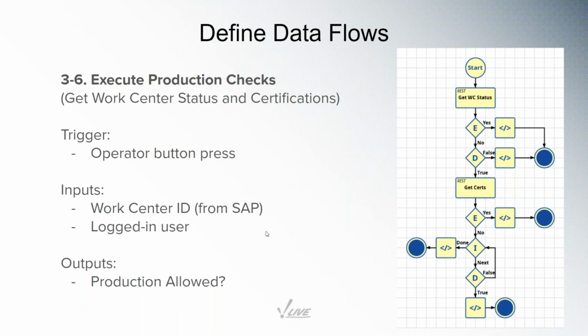We've got the trigger event. That's going to be the operator pressing a button to say, hey, I want to start my production run. The inputs are going to be the work center ID. This is going to come from SAP within a table that we populated. And I'm going to get the logged in user from Ignition. And then my output is going to be, is production allowed? And then there's going to be some side effects of logging to a database. But that's really what this chart is doing.